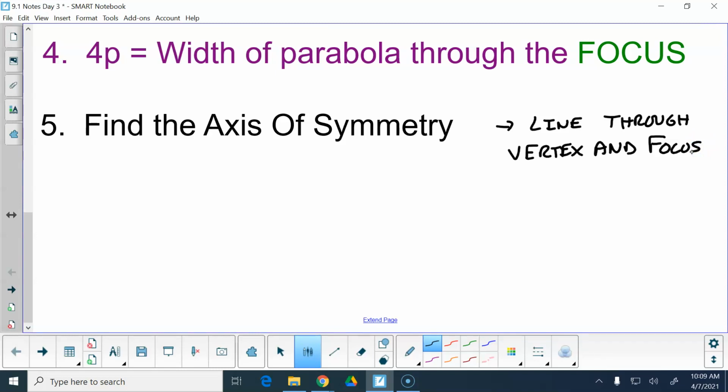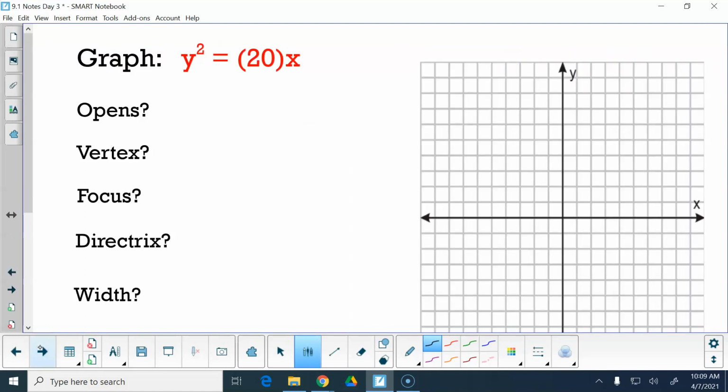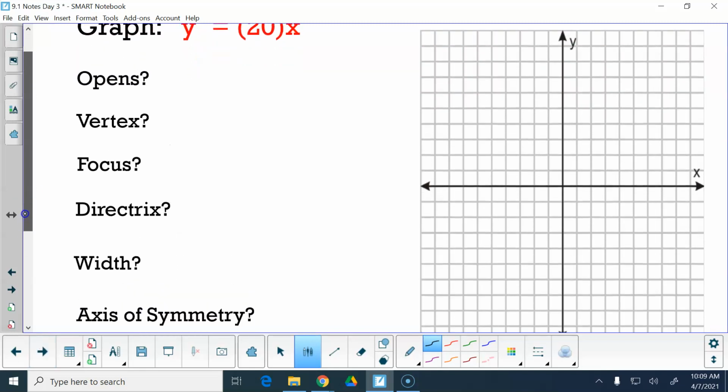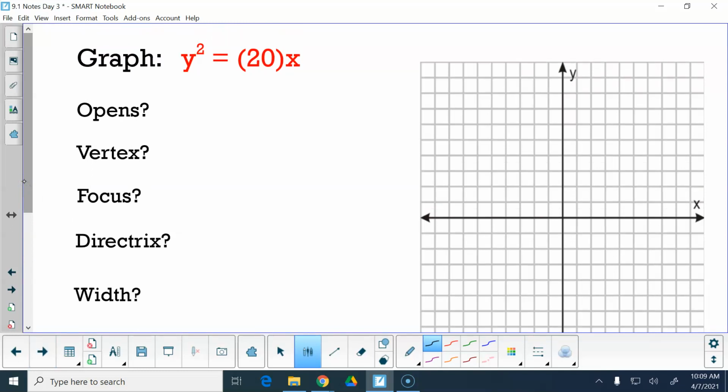Okay. Let's do it. So here's our graph. Y squared equals 20x. I want to know which way it opens. I want to know what the vertex is. I want to know what the focus is. I want to know what the directrix is. I want to know what the width is. And I probably want to know what the axis of symmetry is. Okay, look at that. I do know what the axis of symmetry is.